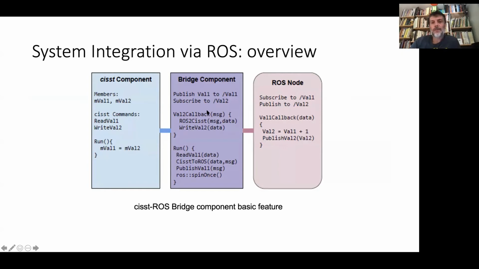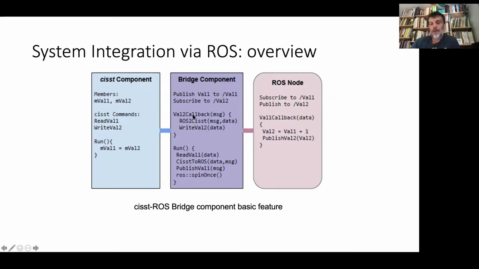What does the bridge have to do? The ROS node here will now have a subscriber to val1 to be able to know what value 1 is, and it has to be able to send a value to val2. That's on the right side in the pinkish node. And what I'm doing here is I'm going to get the value, update value 2 as being val1 plus 1, and then publish it back.